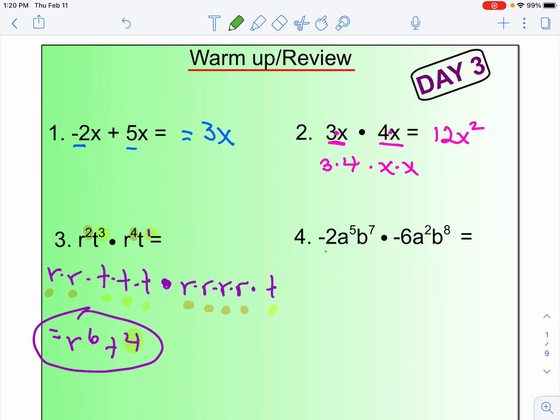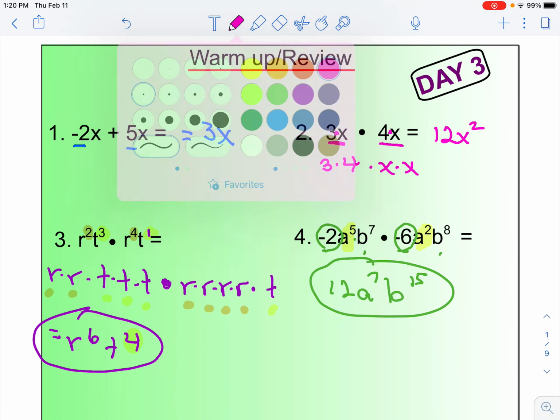Okay, so for this one, you need to multiply the negative 2 and the 6. Remember, all of these things are just multiplied together. So negative 2 and negative 6 multiplied together is positive 12. Now look, you have 5 a's multiplied with 2 more, so you have a multiplied 7 times. And then finally you have 7 b's and 8 b's, or b to the 15th power. So those are your answers for your warm-up.